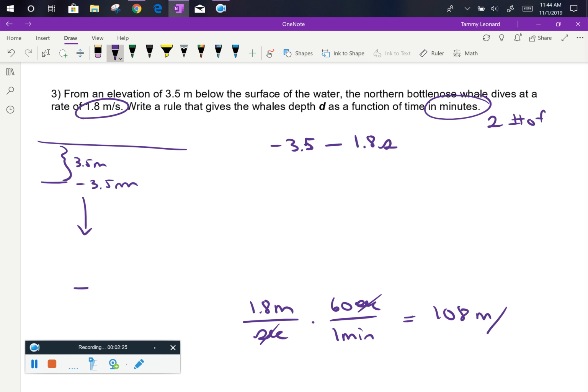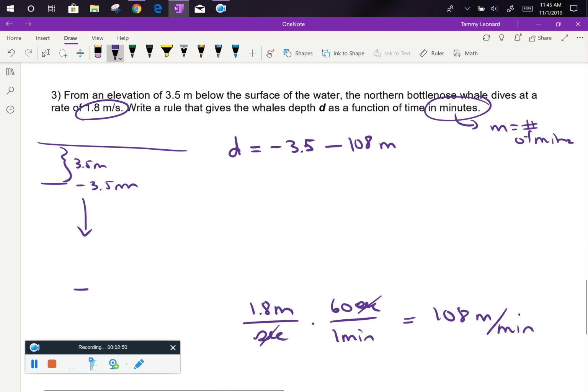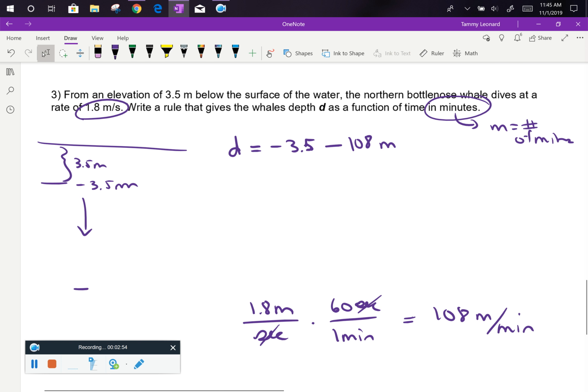108 meters per minute. So I'm going to switch that variable of s to m because it's asking in minutes. So m equals the number of minutes. And I need to switch the 1.8 to 108 because we're being asked to work with minutes instead of seconds. So we actually had to change the rate. And that's going to give us the depth, where depth is defined as how deep you are below the water. So your elevation would always be a negative amount.